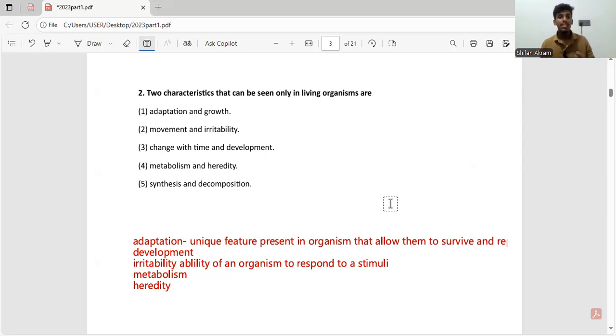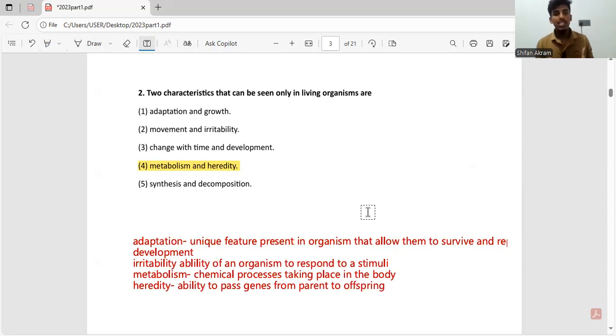Then fourth one, we have metabolism and heredity. Now metabolism is chemical reactions that are taking place inside the cell, right? We can store substances, we can release substances. So metabolism is only present in living organisms, not non-living organisms. Then we have heredity. Heredity is the ability of an organism to pass down genes from the parent to an offspring, and this is also another characteristic that can only be seen in living organisms. So the fourth one is the correct answer, and I'll highlight it.